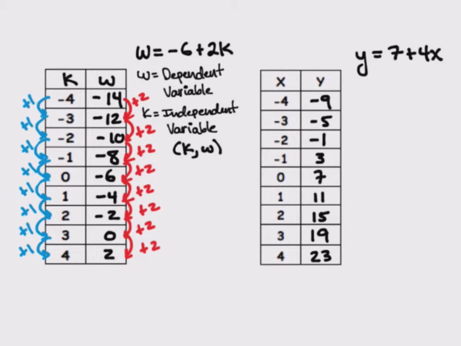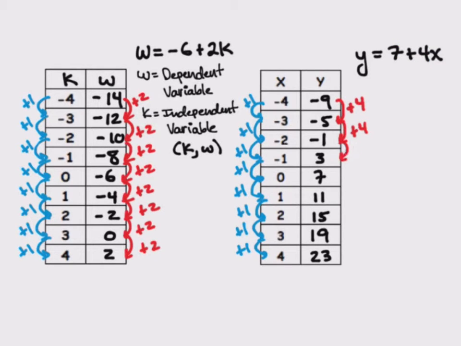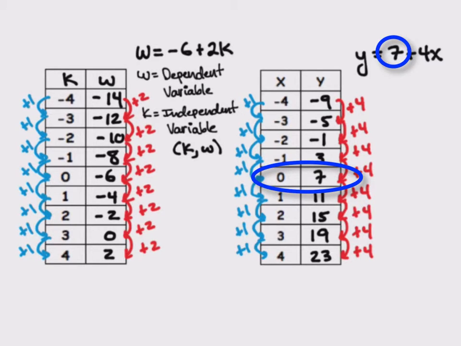In our second equation, every time our independent variable goes up by 1, our dependent variable goes up by 4. And that's because of the 4 in the equation right here. Note that this equation says y starts at 7 when x is 0, and whatever x is, that's how many times we're going to add 4 to 7.